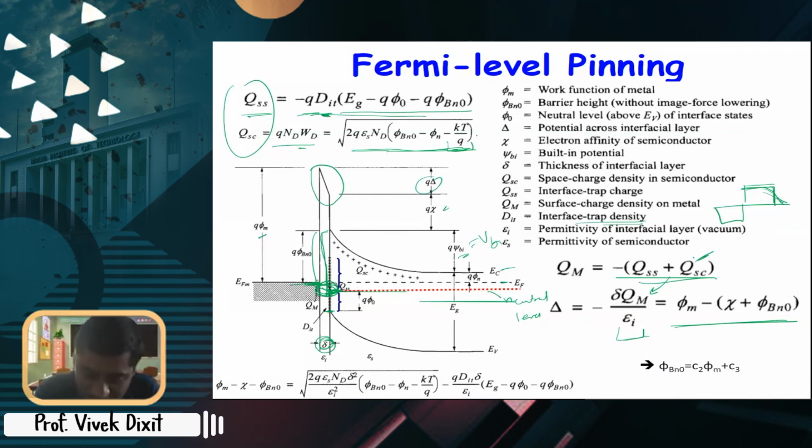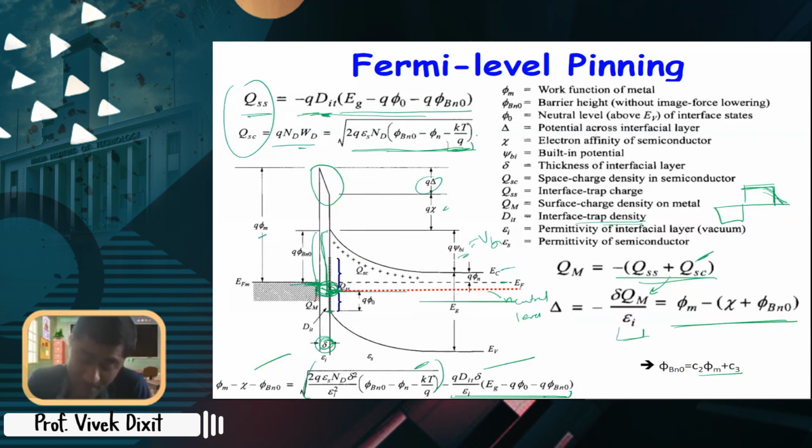So if you ignore the space charge part, you will have this equation: phi m minus chi minus phi bn naught is some coefficient times Eg minus Q phi naught. So you can basically write phi bn as a sum of phi m plus some constant. So you can assume a linear relation with some coefficient. You can see this phi bn naught here, phi bn naught here, right? You add these two, and you can work out the coefficients C1 and C2 if you like. Ignore this part, just consider these two parts. So that is when there is a large interface charge density.